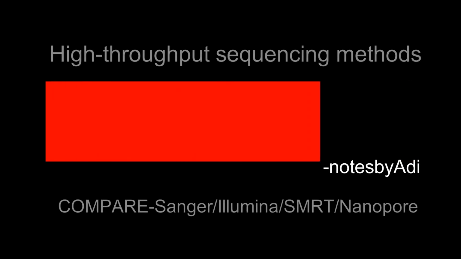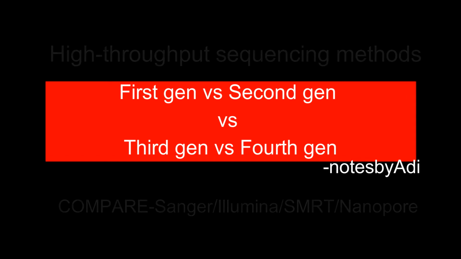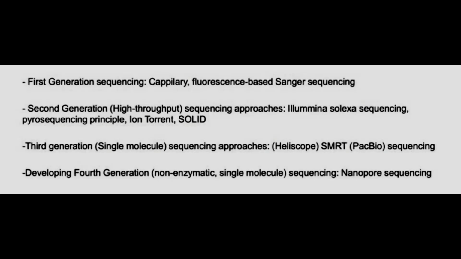High-throughput sequencing is the process of determining the order of nucleotide bases along a DNA strand in a massively parallel manner, which is why it is called high-throughput sequencing. Until now, we have been able to generate four different ways to create our sequencing methods. They can be broadly classified into amplifying using mass spectrometry, the in vitro cloning methods, the in vivo cloning methods, and the single molecule method.